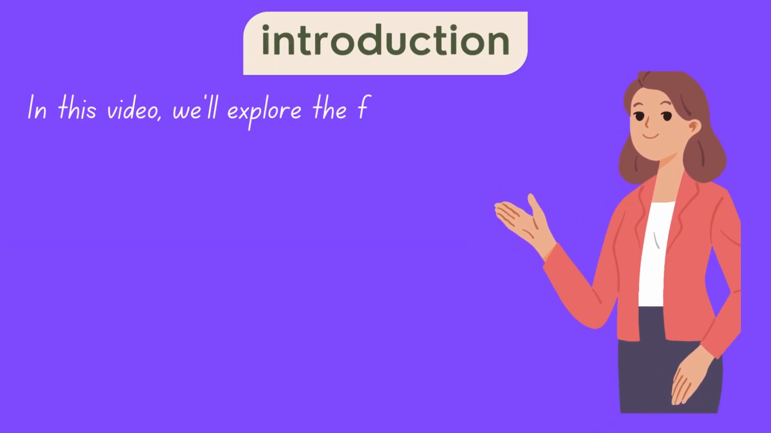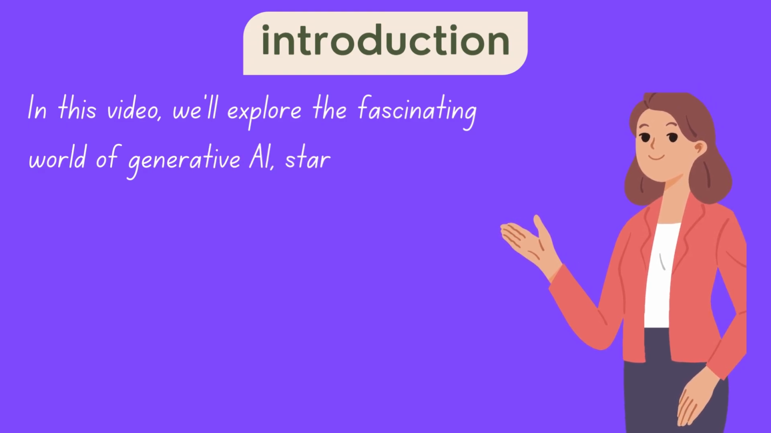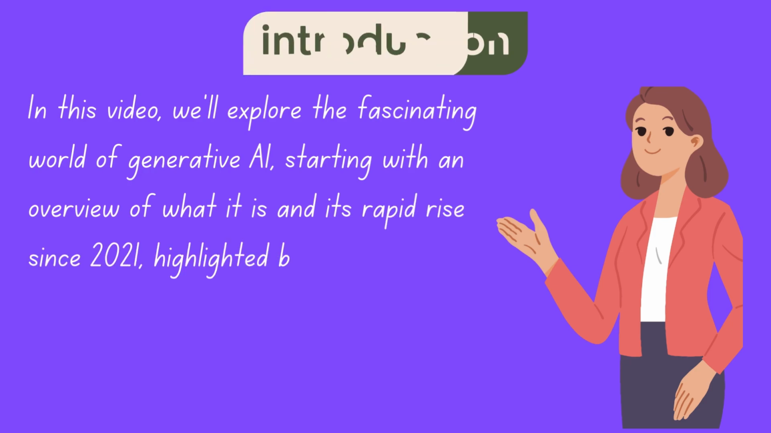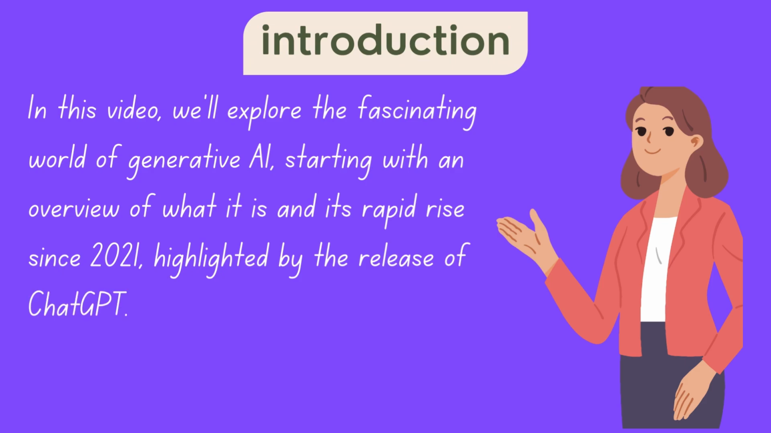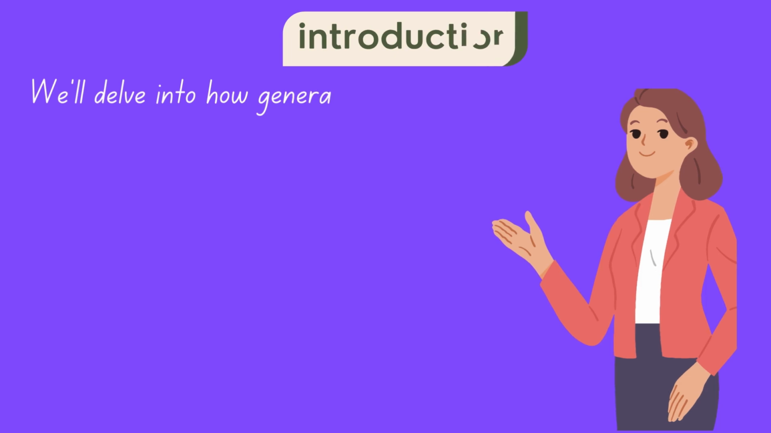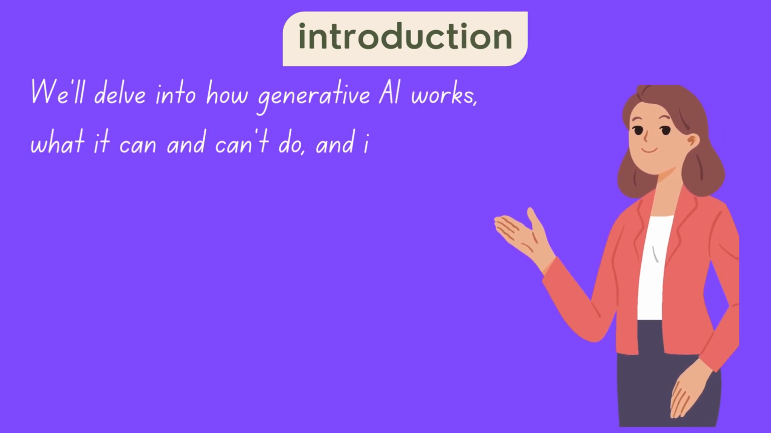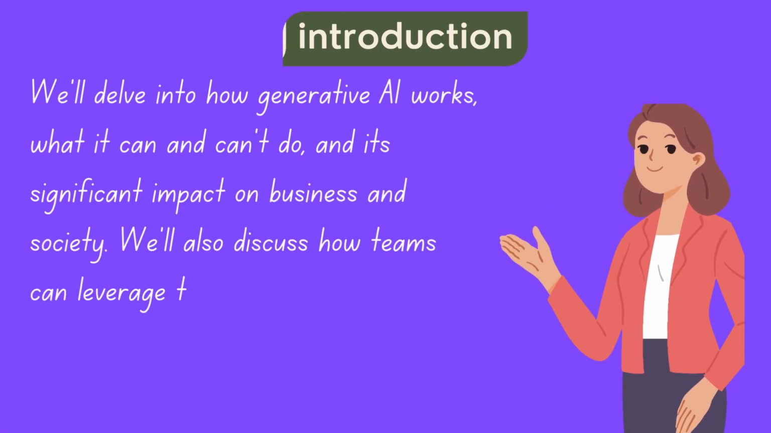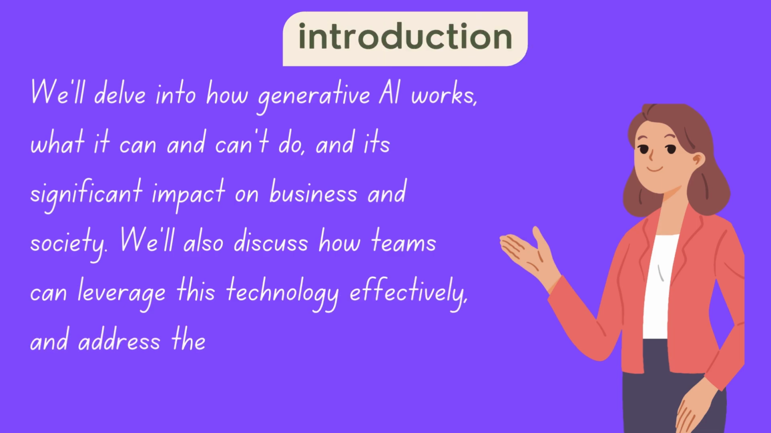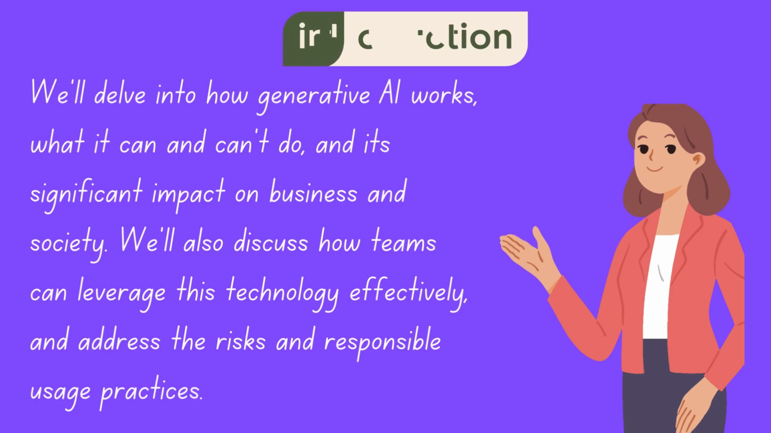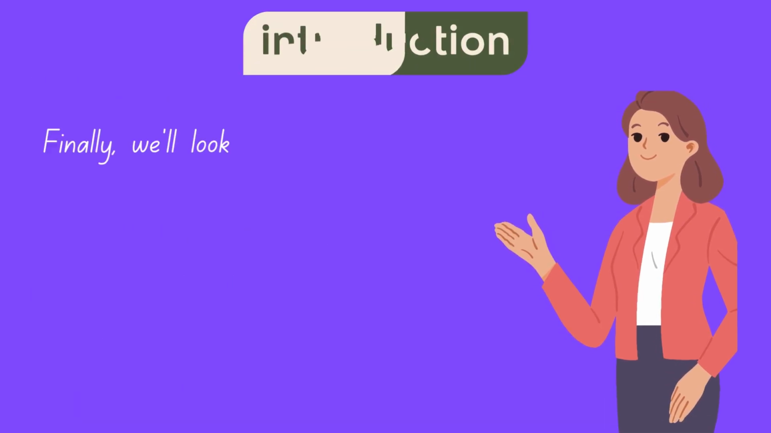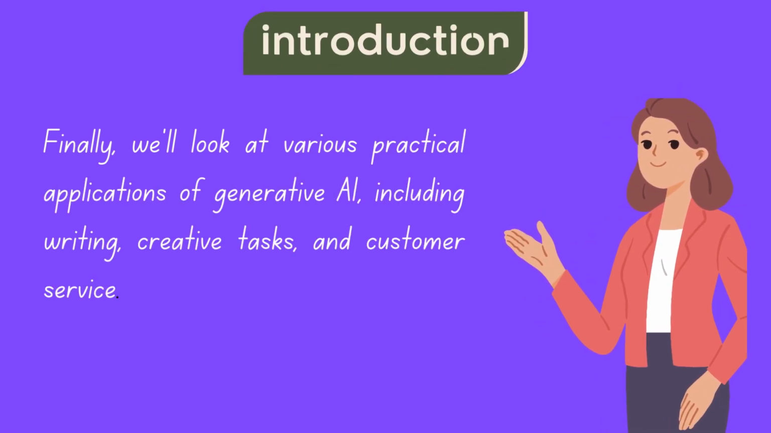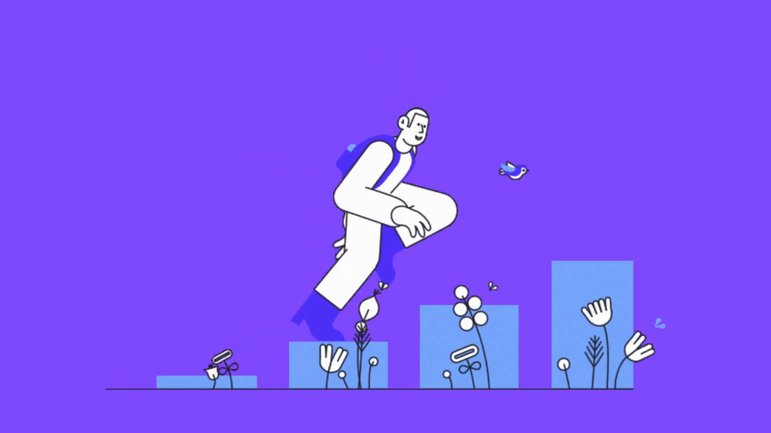In this video, we'll explore the fascinating world of generative AI, starting with an overview of what it is and its rapid rise since 2021, highlighted by the release of ChatGPT. We'll delve into how generative AI works, what it can and can't do, and its significant impact on business and society. We'll also discuss how teams can leverage this technology effectively and address the risks and responsible usage practices. Finally, we'll look at various practical applications of generative AI, including writing, creative tasks, and customer service. Let us start step by step.